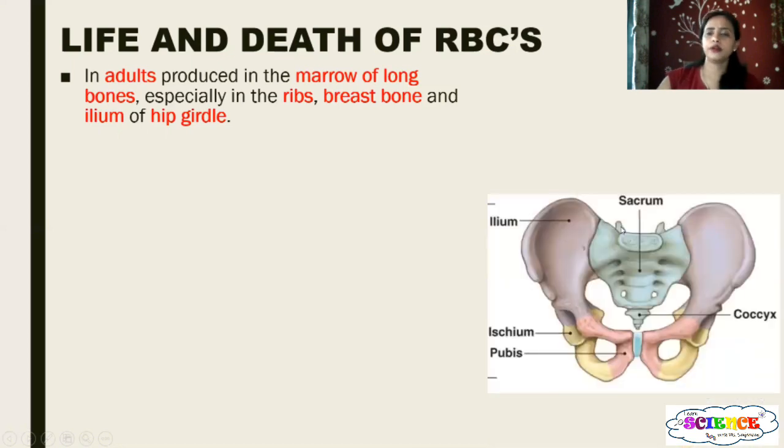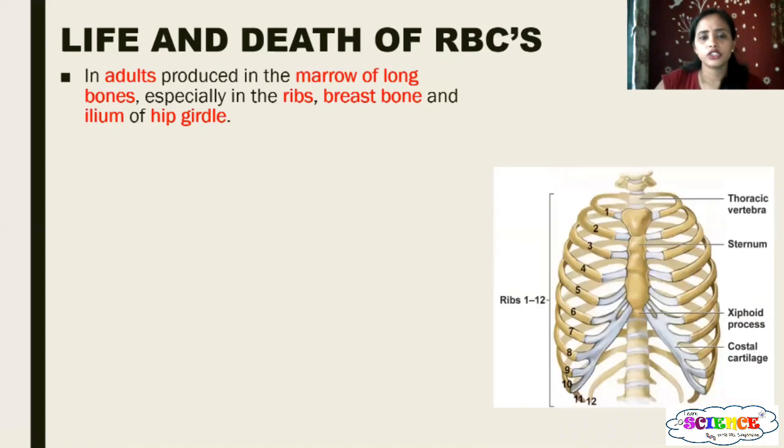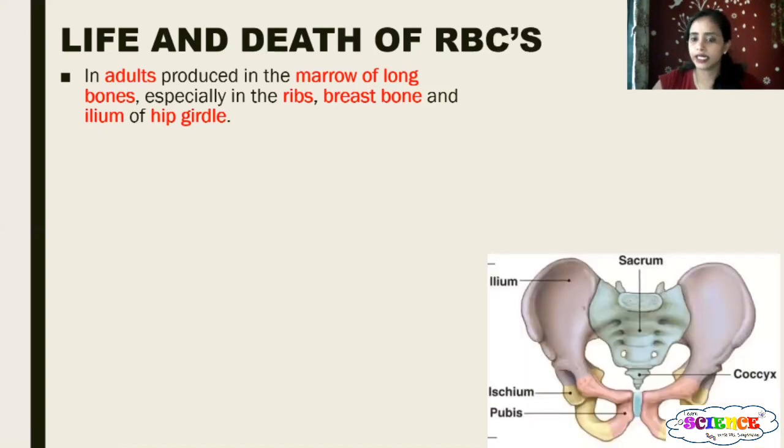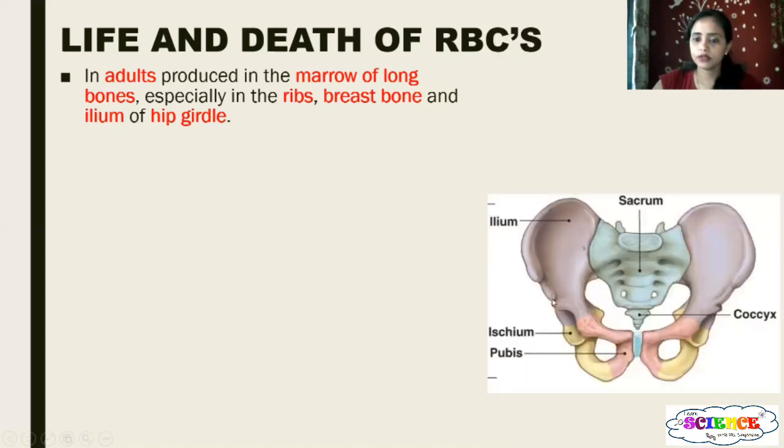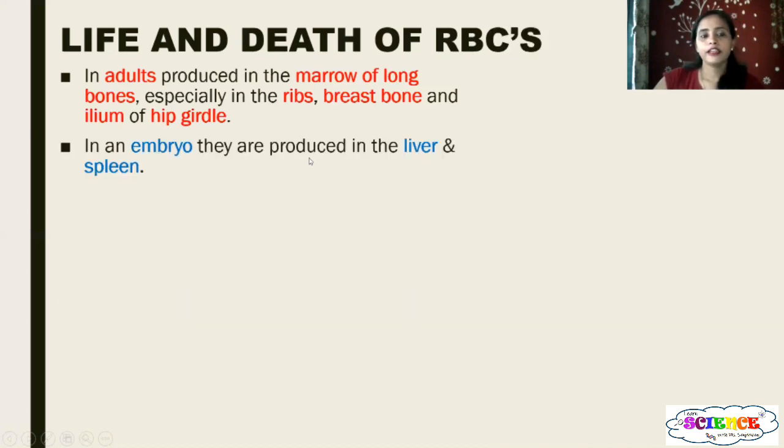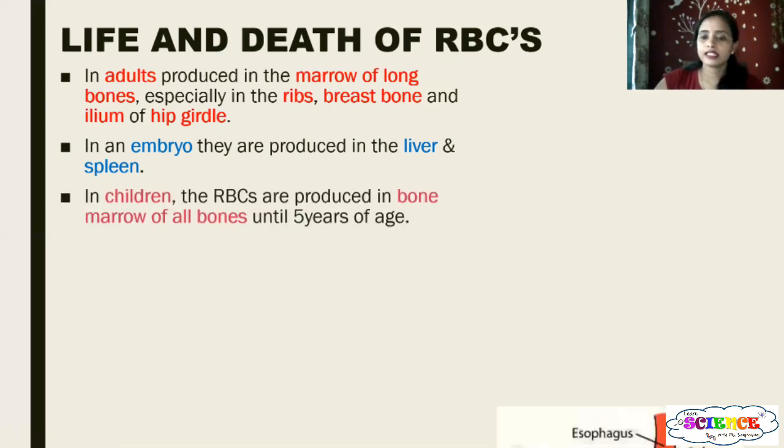We have studied the hip girdle, or pelvic girdle, right? The lower part of the body has the pelvic girdle. In that hip girdle, this bone is the ileum, and in the ileum also, red blood cells are produced. So in adults, RBCs are produced in the bone marrow of long bones, especially ribs, breastbone, and ileum of the hip girdle. Whereas in the embryo, at the embryonic stage, red blood cells are produced in the liver and spleen.